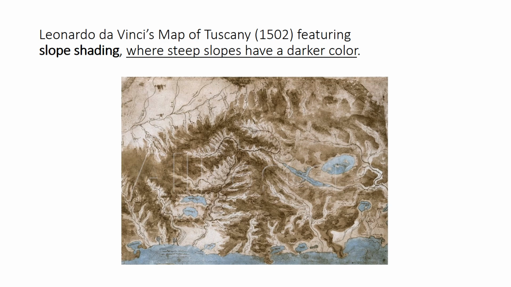Very strongly related to that is this idea of slope shading. On these profile drawings of hills, they would typically shade one side of it to make it look a little more realistic. The idea here is that you borrow from that and shade the things that are steep. So the darker the color, the steeper the slope. This is an example of Leonardo da Vinci's map of Tuscany from 1502, where the steep, rugged hills and mountains are shown in this dark brown color.